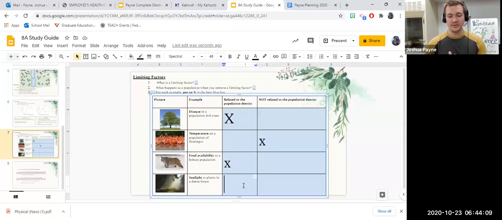And then sunlight to plants in a dense forest. This one's a little tricky because normally you'd be like, well, plants don't affect the amount of sunlight. But if you think about it, think about if I have 50 trees versus 10 in the same area. 50 trees is going to shade out a lot more than 10 trees are. So 50 trees are going to cover more area. There's going to be less sunlight. So this would actually be related to density.